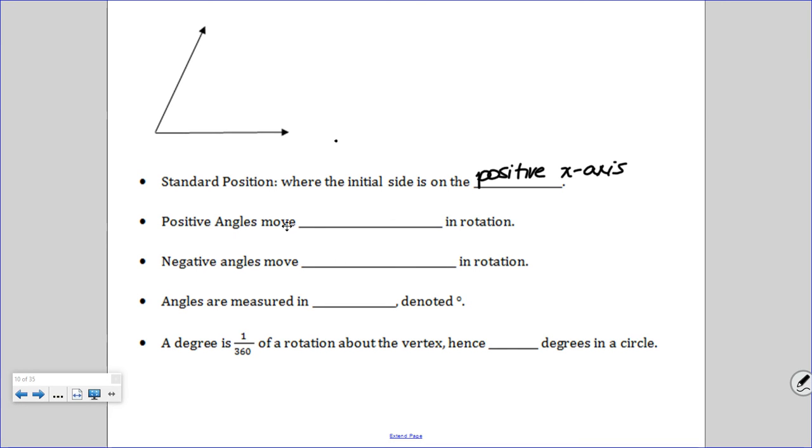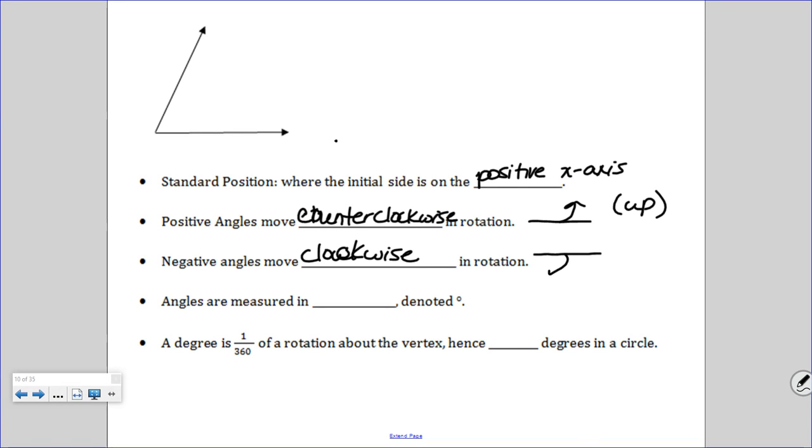Positive angles move in a counterclockwise rotation, while negative angles move in a clockwise rotation. Now, I like to think positive angles, you move up. Positive is like an upward thinking word. Negative, you start the angles and go down. So you start down.